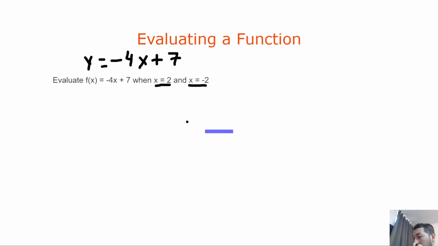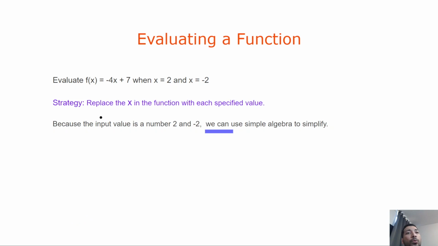Now, how can we find the output from the input? Here is the quick strategy. We just replace the x in the function with each specified value. Because the input value is a number, 2 and negative 2, we can use simple algebra to simplify. So let's see how we can do that.